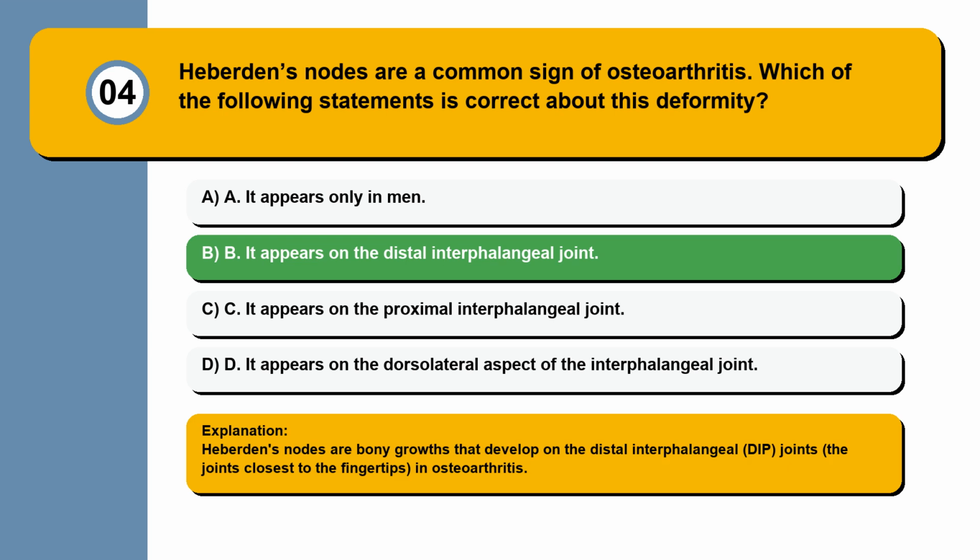Heberden's nodes are bony growths that develop on the distal interphalangeal (DIP) joints, the joints closest to the fingertips, in osteoarthritis.